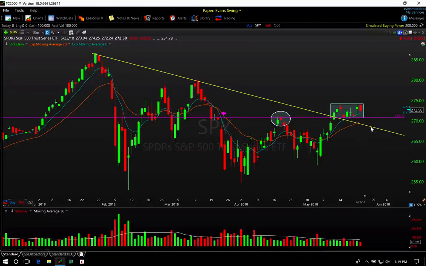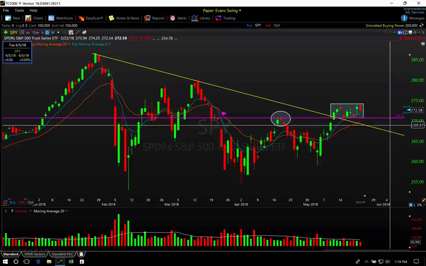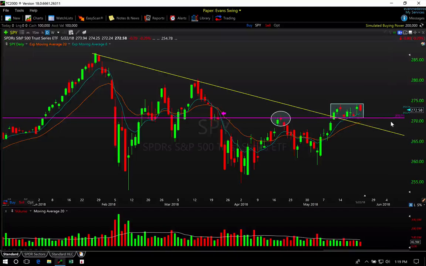So the support here, even though it is kind of short-term in nature, it does line up with some more intermediate term consequences, if you will. So I do think this 270 to 271 zone is fairly high stakes, and we want to see us hold above it on a closing basis.